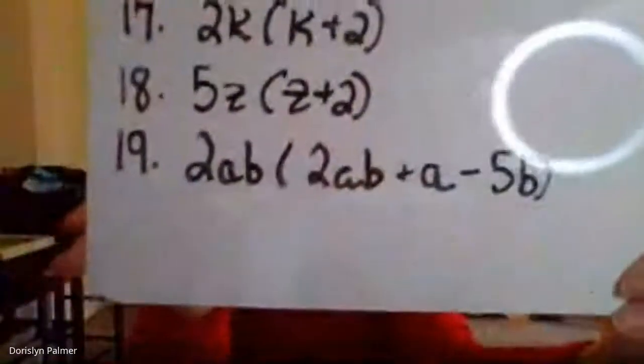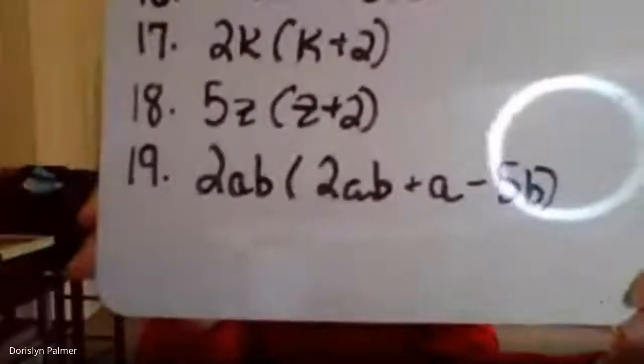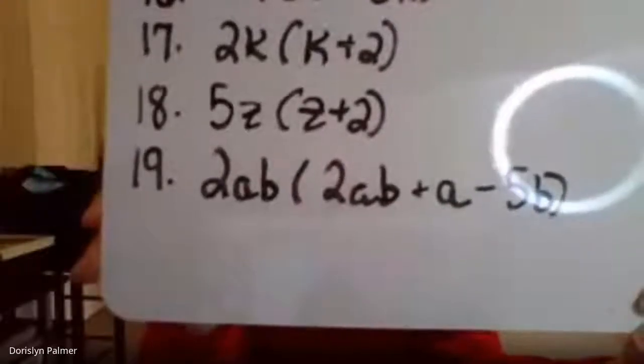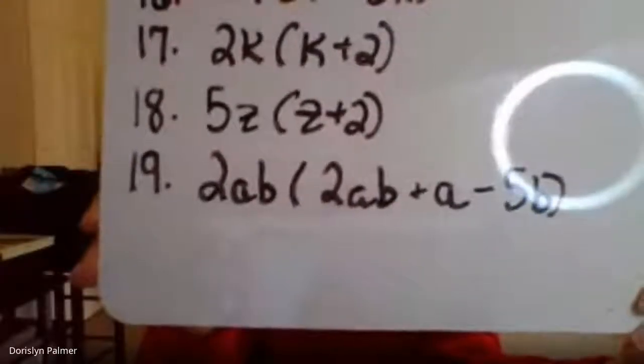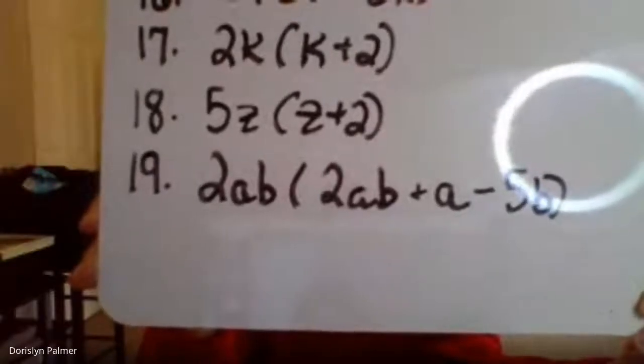Yep, that was right. I'm going to write it down so everyone can see it. This one's getting a little more complicated, but it's still the same principle. The biggest number they have in common is 2, and a to the first power and b to the first power. So we factor out 2ab, and then inside we still have 2ab plus a minus 5b.